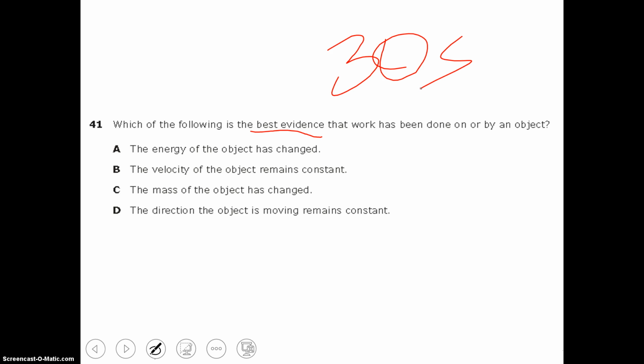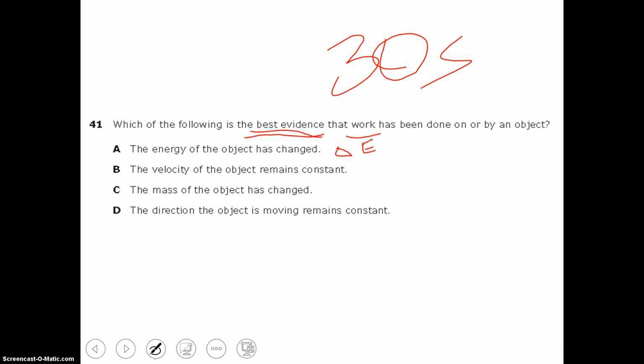Okay, which of them is the best evidence that work has been done? A, the energy of the object has changed. Okay, so I'm seeing delta E, the energy of an object has changed. I'm going to keep that on the back burner. B, velocity of an object remains constant.